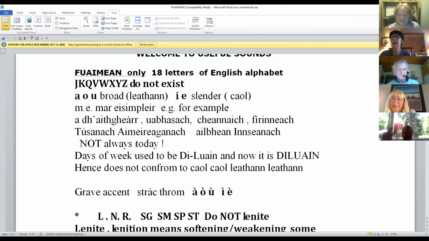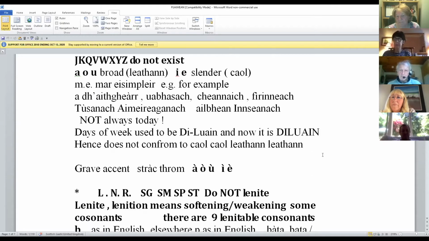Right. Now today, though, what's happened is we have a closing down of the language, a bit of diluting of the language nowadays. And so the days of the week, originally it was "Di-luain". Now they've taken the hyphen away and you have "Diluain". So that doesn't conform to the rule. Again, it probably sounds just as it's read.